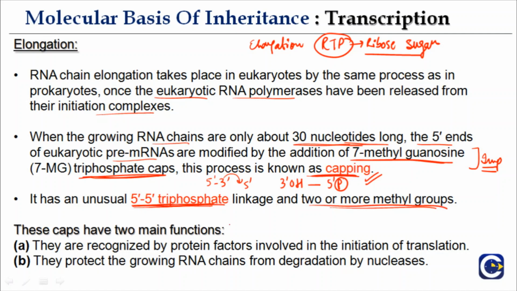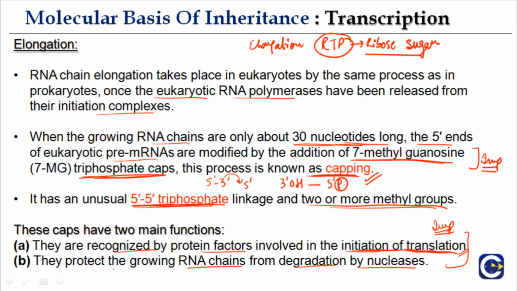And then these caps have two main functions. They are recognized by protein factors involved in initiation of translation, okay, formation of protein. That is why this cap is added here. And they protect the growing RNA chain from degradation by nucleases. So these are also, again, very important questions from the point of view of examination as well. So what are the main functions of the cap? The first is that they are recognized by protein factors involved in initiation of translation. For translation, for formation of protein, there are certain factors, and we will have a look at that in the later parts of this chapter as well.